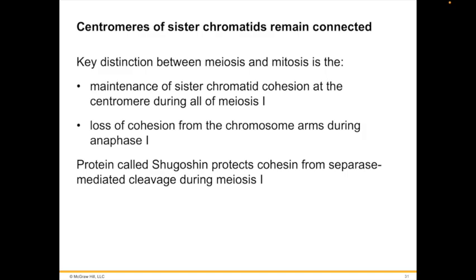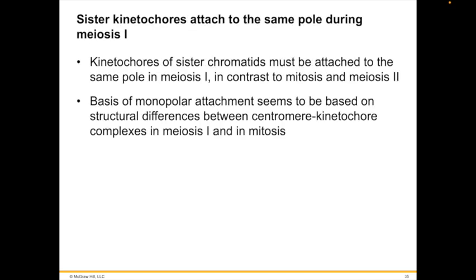at anaphase I. The co-segregation of sister centromeres requires that the kinetochores of sister chromatids are attached to the same pole during meiosis I. This attachment is in contrast to both mitosis and meiosis II, in which sister kinetochores must become attached to opposite poles. The underlying basis of this monopolar attachment of sister kinetochores is unclear, but it seems to be based on structural differences between centromere-kinetochore complexes in meiosis I and in mitosis.